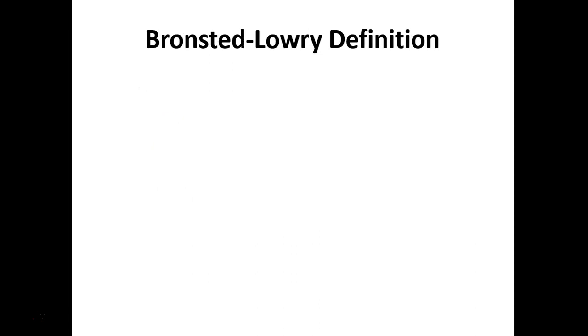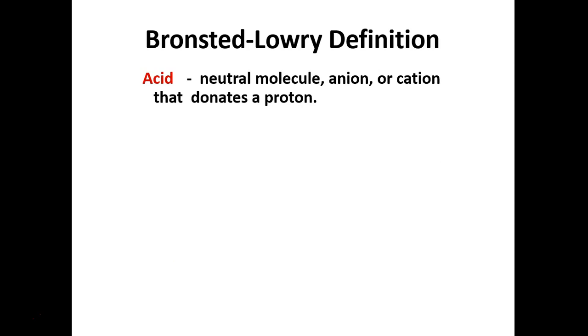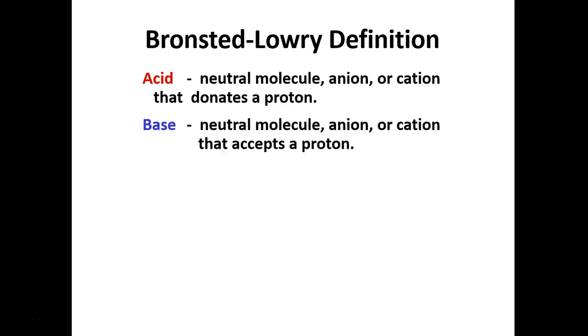So the Bronsted-Lowry definition is broader. In the Bronsted-Lowry definition, an acid is some kind of species, be it a neutral molecule, anion, cation, that donates a proton, or an H+. And a base is a neutral molecule, anion, cation, etc., that accepts a proton. So this is sort of the general formula where HA represents any acid, B represents a base, and the acid donates the proton to the base. So then we form HB+ and A-. Now, we have to notice the change in the charge.